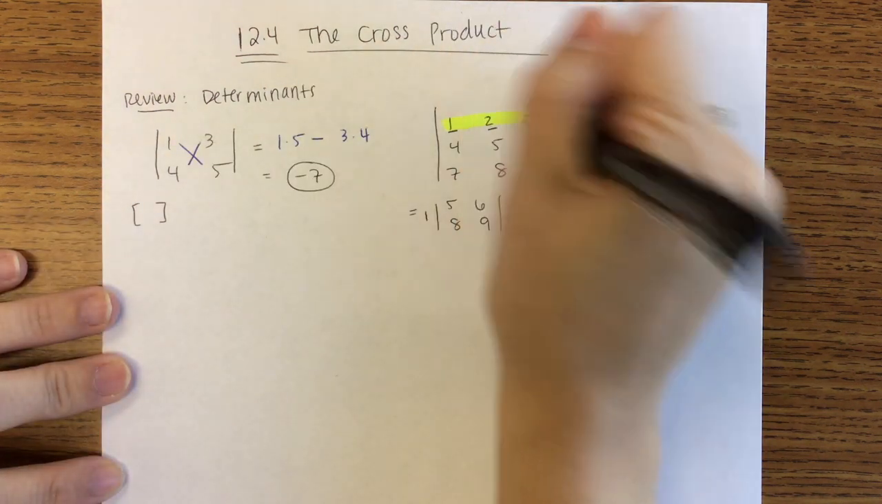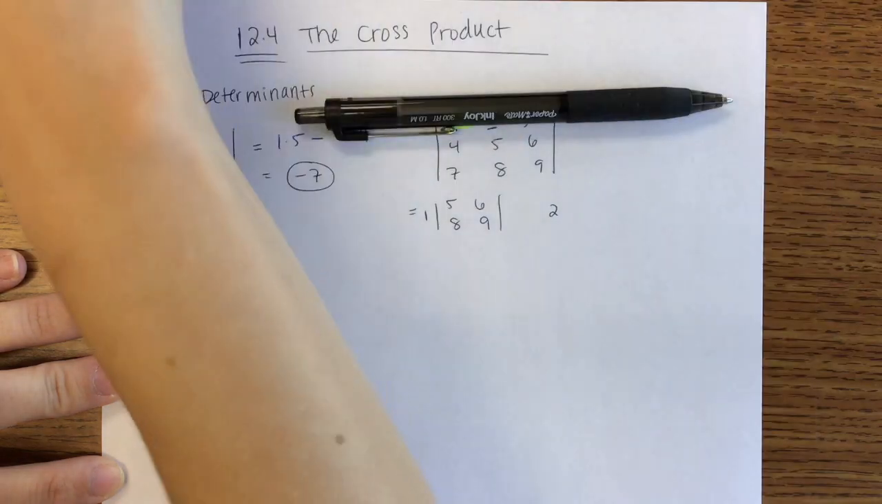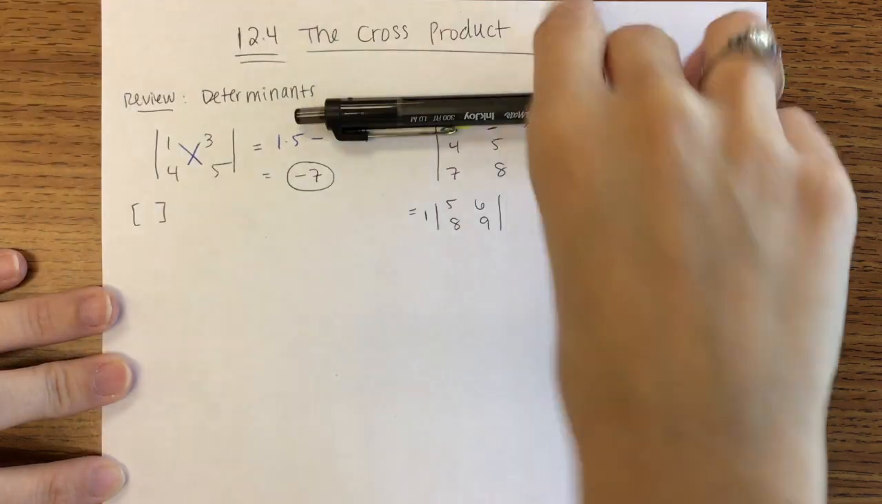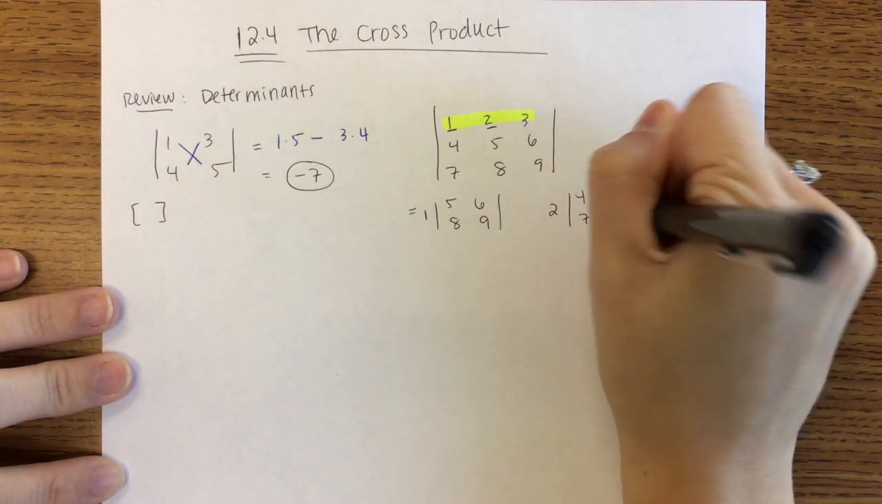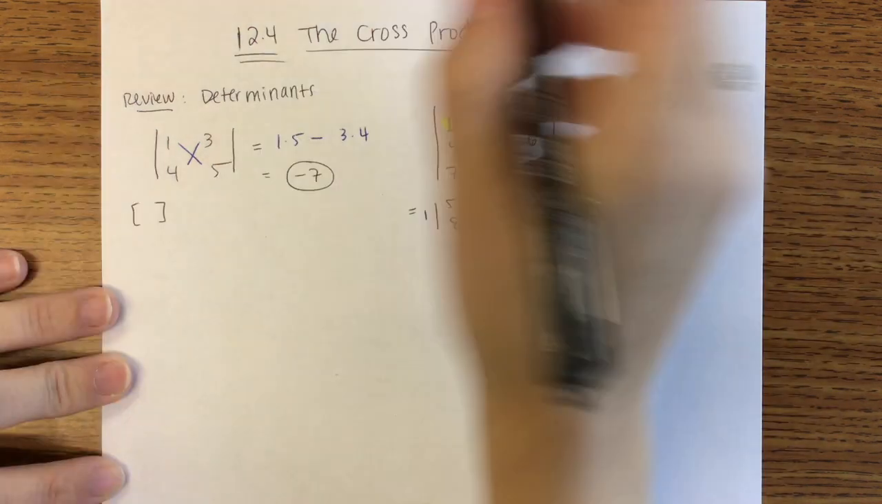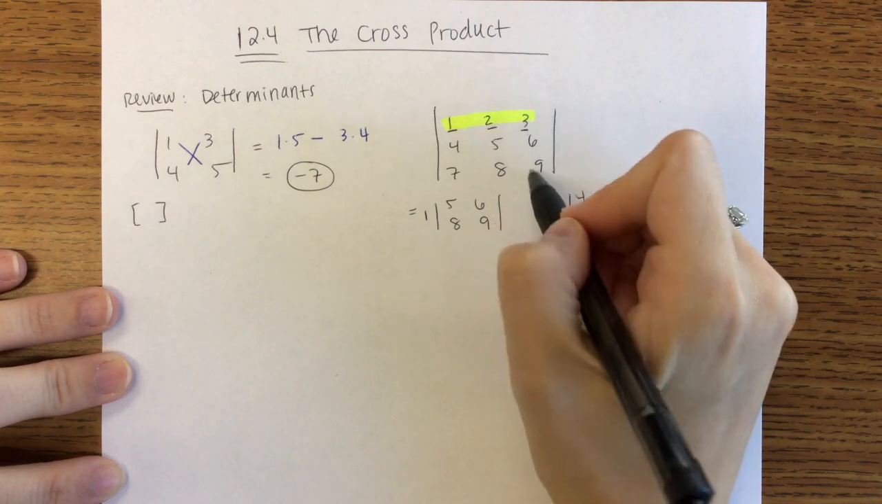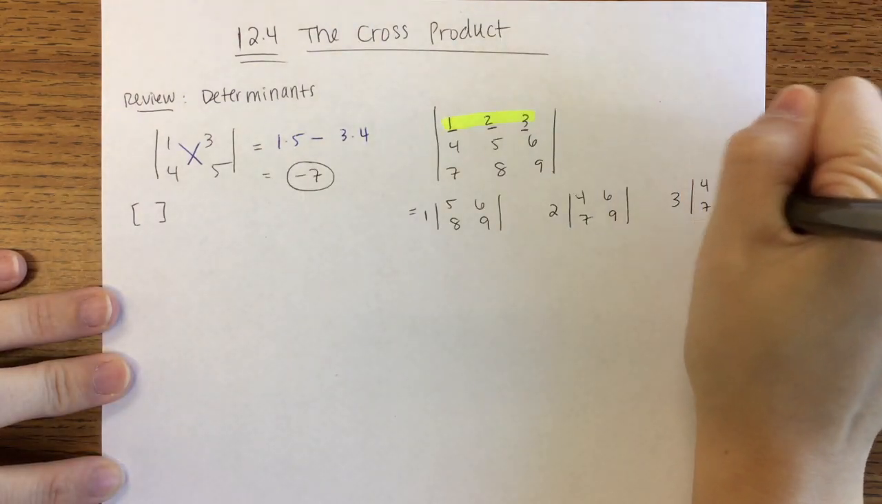Then you're going to look at the second element, that 2. Again, you're going to ignore the row and the column that 2 falls into, and you look at the corresponding matrix, or the one that's left. So that's that 4, 6, 7, 9. So you'll be calculating the determinant of that matrix. Last element in the row is 3. Again, ignore the row and the column that 3 falls in, and you're left with matrix 4, 5, 7, 8.